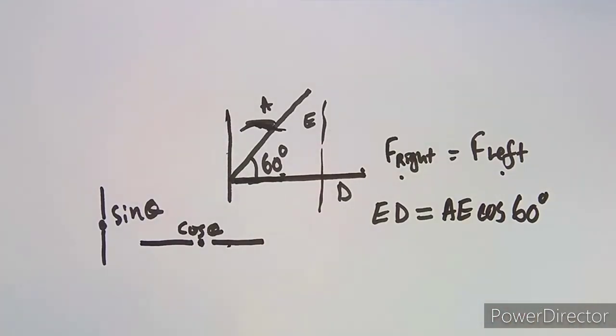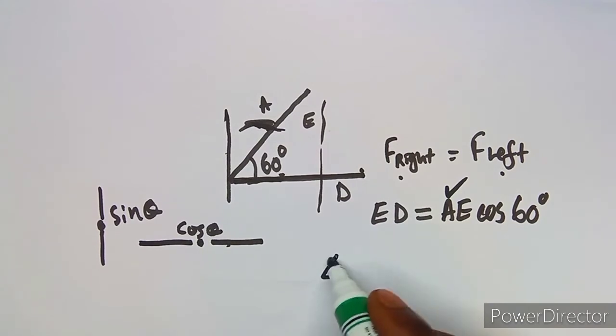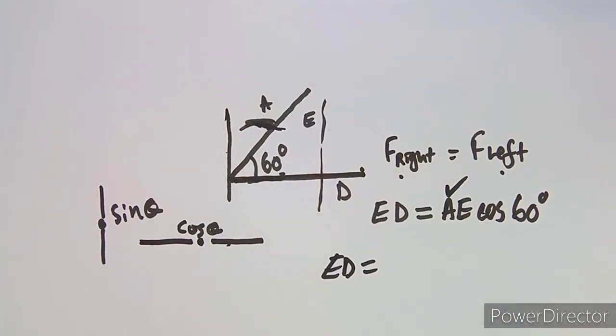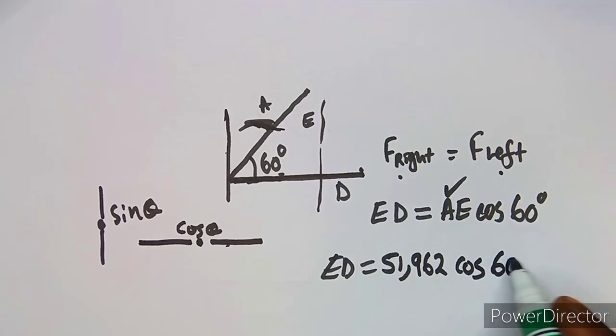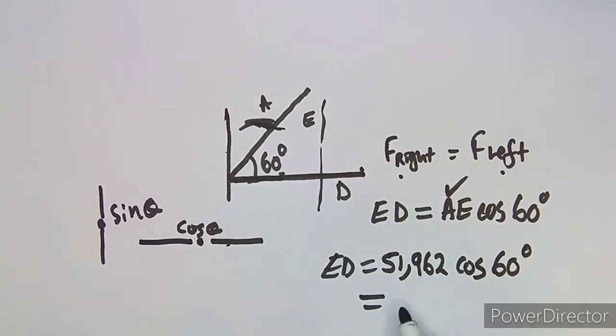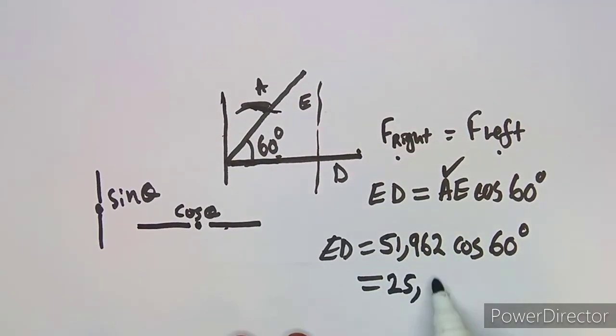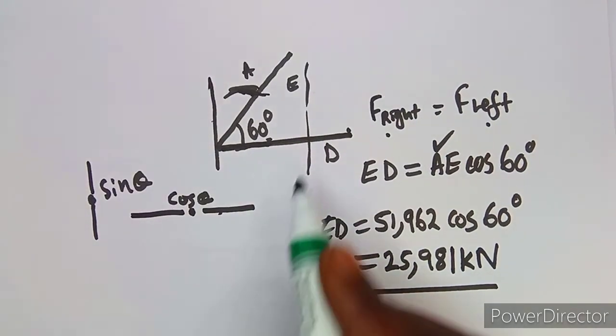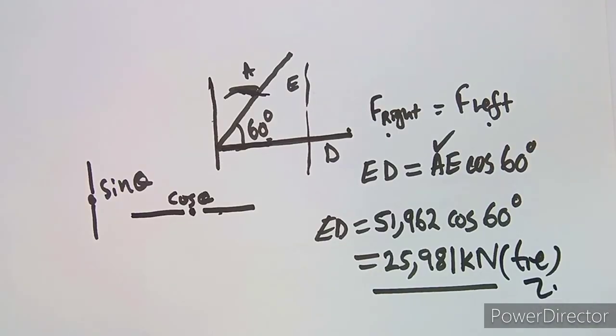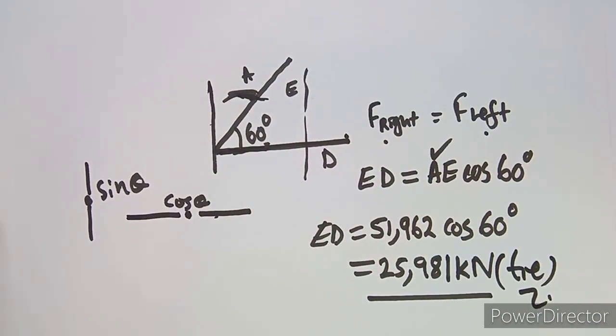Horizontal component. All right, but we know that AE, we obtained it before, so ED is going to be the AE that we obtained here. So remember, that's our AE, which was 51.962. So we are going to have 51.962 cos 60 degrees. By doing this, we can obtain the value of ED, which is going to give us something like 25.981 kilonewtons. All right, so that's what you're going to have. There are so many ways actually of calculating this, and this ED is supposed to be a tie. So this one is going to give us a tie like that. All right, so that was for ED.